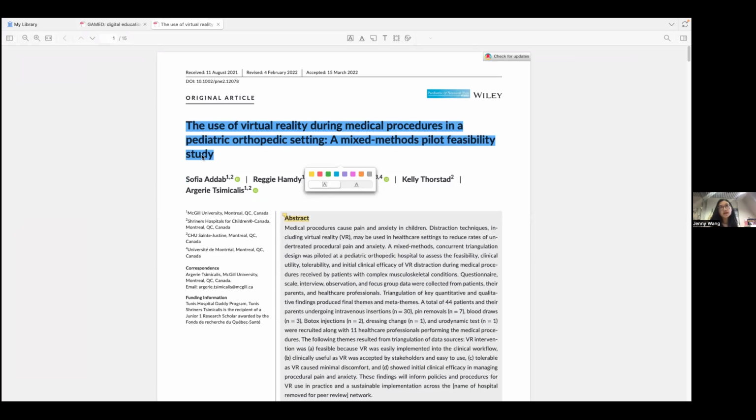So we'll start basically with this article, the use of virtual reality during medical procedures in a pediatric orthopedic setting, a mixed methods pilot feasibility study. It's already a lot of pretty big words, but essentially the study is investigating whether or not VR or virtual reality can help alleviate pain and anxiety, and whether or not clinicians and children actually like it when they used it in a children's bone hospital.